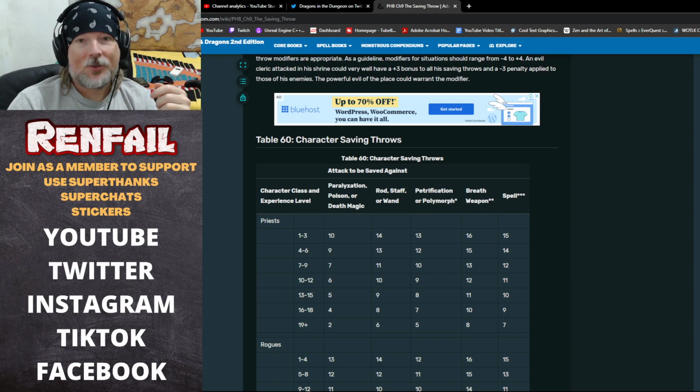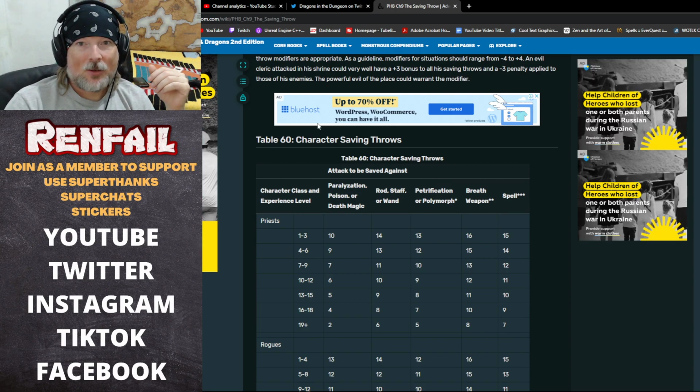Here it is. These are the save words. I couldn't remember what they were. Paralyzation, poison or death magic, rod, staff or wand, petrification or polymorph, breath weapon, and spell.